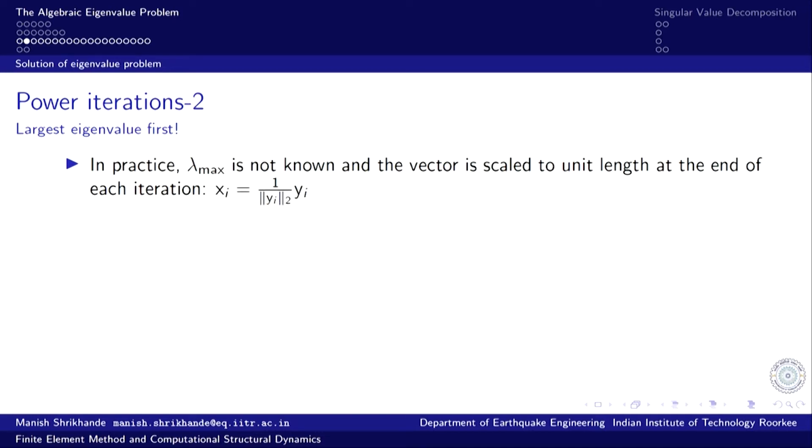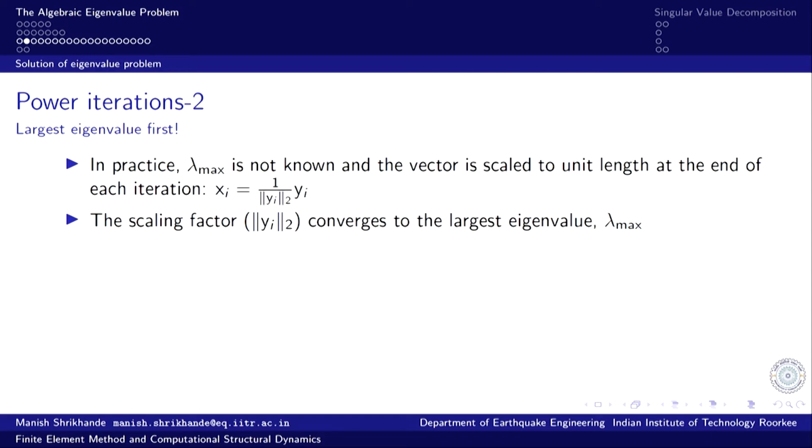In practice, lambda max is of course not known, so what is commonly done is that the vector is scaled to unit length at the end of each iteration, and xi is obtained as a scaling of yi such that it has unit length. That xi is then used for subsequent iterations. And the scaling factor that we have here converges to the largest eigenvalue, and we can do this exercise and you can see the convergence happening.